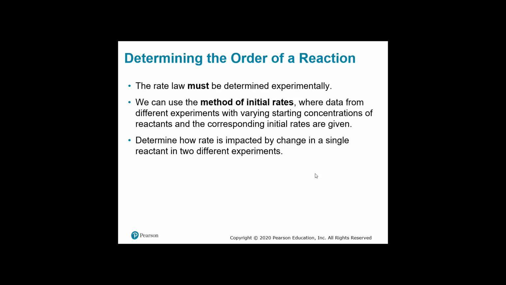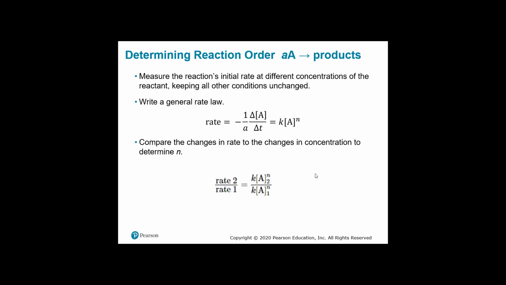So we use the method of initial rates, where data from different experiments with different starting concentrations of reactants and the corresponding initial rates are given. We can determine how the rate is impacted by a change in a single reactant in 2 different experiments. So basically, we hold one constant and we change the concentration of the other, and then we can see what happens to the rate by changing that concentration. And then we do it for the other reactant. We keep the one reactant constant, and we double the other one, and we see what happens to the rate. That's all that's basically saying.